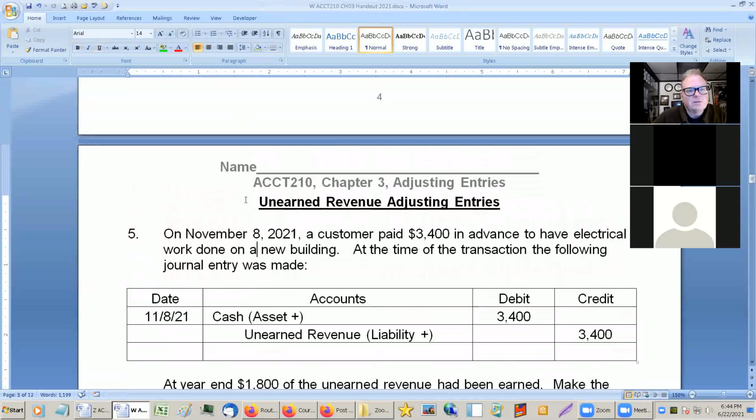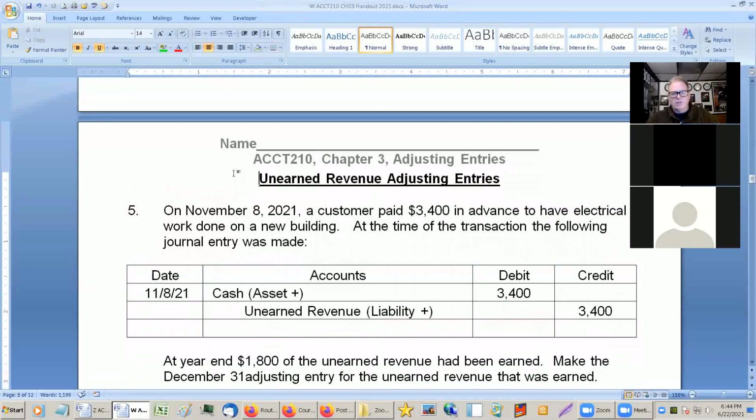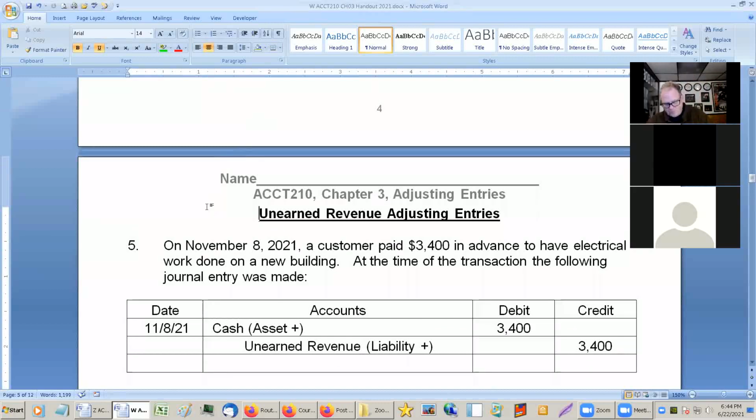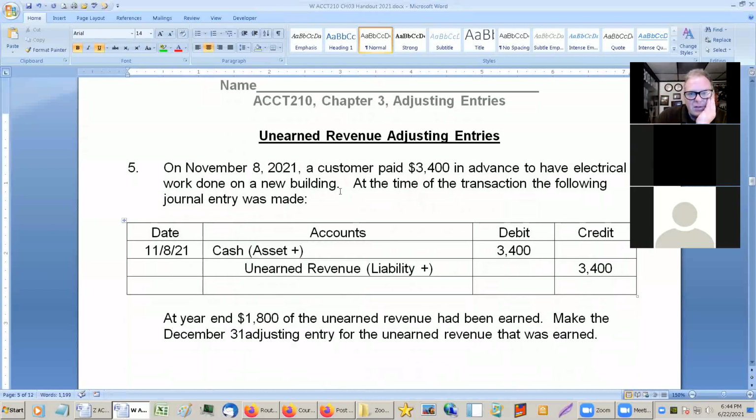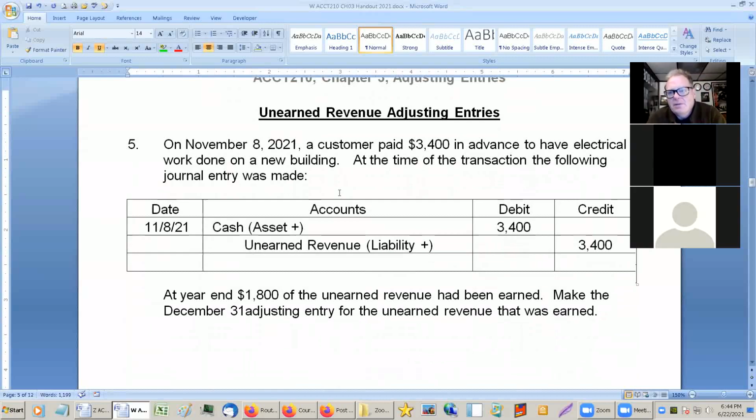Okay, so number 5, we're going to go into unearned revenue. So this is when someone pays us ahead of time. This is also a deferral. The cash has already changed hands. They gave us the cash, so that part of the transaction is over. But we haven't done the work yet. So this is a deferral. We can't recognize that as revenue until we actually do the work. So we got the cash, but we haven't done the work yet.